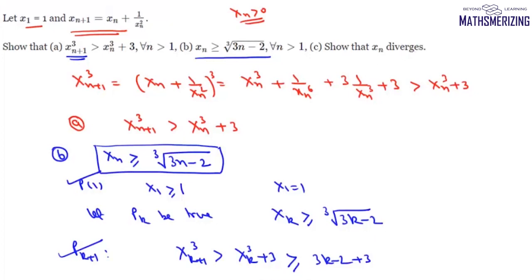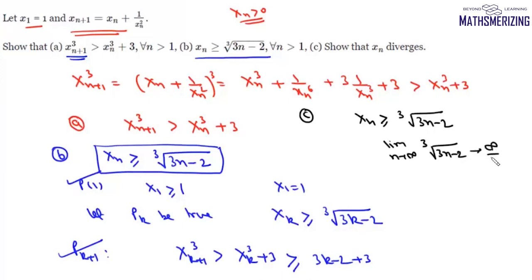Now in part B, we have already shown that xn is greater than or equal to the cube root of 3n minus 2. Now if we take the limit as n tends to infinity of the cube root of 3n minus 2, we know that this limit diverges to plus infinity. And since xn is greater than fn and fn diverges, from here we can say that xn also diverges to infinity using theorems on divergence. So from here we can say that the sequence xn diverges.